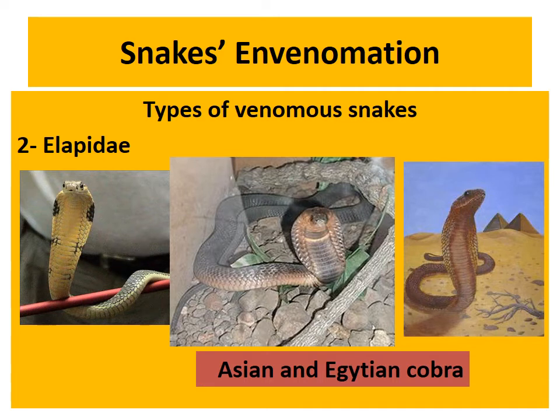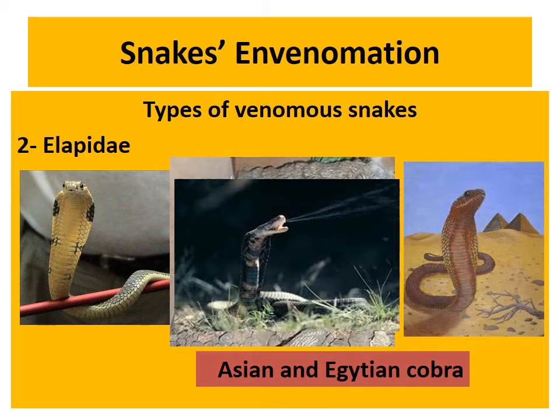The most common poisonous snake belonging to this family is the Asian and Egyptian cobra, which is endemic in Egypt and Malaysia. And there is the spitting cobra, which spits poison directly to the cornea of the victim, causing corneal opacity and complete corneal loss, and it needs cornea replacement for management.